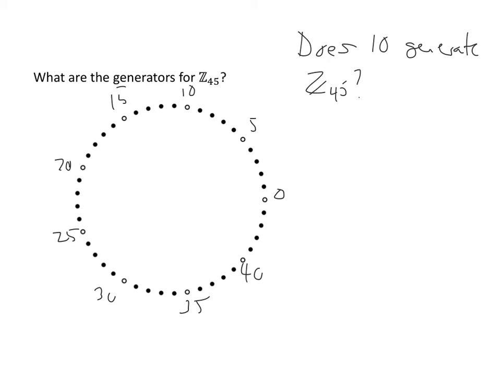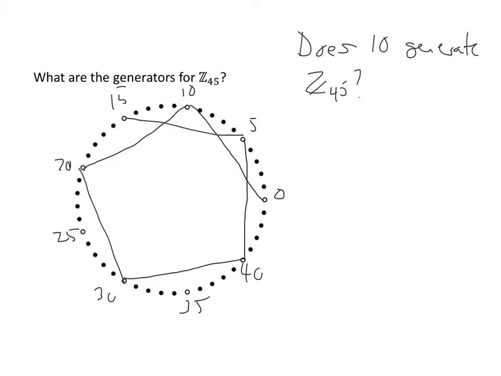Okay, so what we could do is start off with 0, and we could add 10 to 0, and that would get us to 10. And then if we add 10 to 10, we would get 20. If we add 10 to 20, we would get 30. Adding 10, we would get 40. And then if I add 10 to 40, I would get 50, but because we're in Z45, that would actually be 5, right? 50 mod 45 is 5. And if I keep adding 10, I'll get 15, add 10, I get 25, add 10, I get 35, add 10, I get 45, which is 0 again.